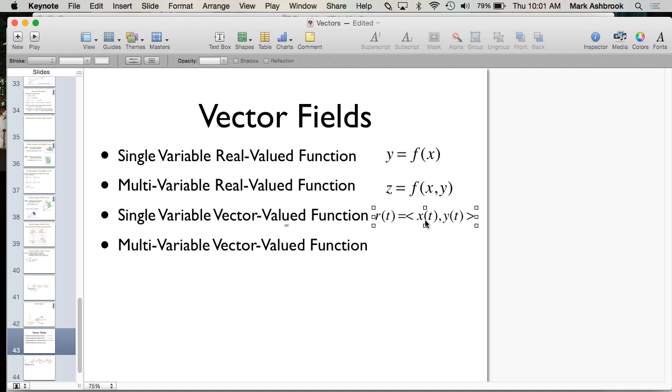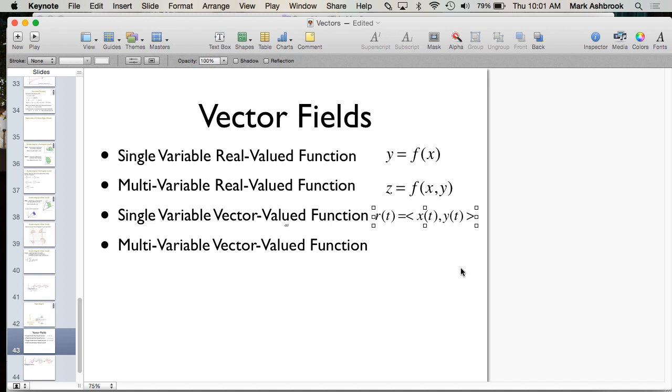How would a space curve be different then? x of t, y of t, z of t. That's still a single variable vector valued function, right? You still have a single variable t, but now you get an R3 vector. And how do those graph? Space curve, right? We put all the vectors with their tails at the origin, and all those vectors sweep out a curve in space.